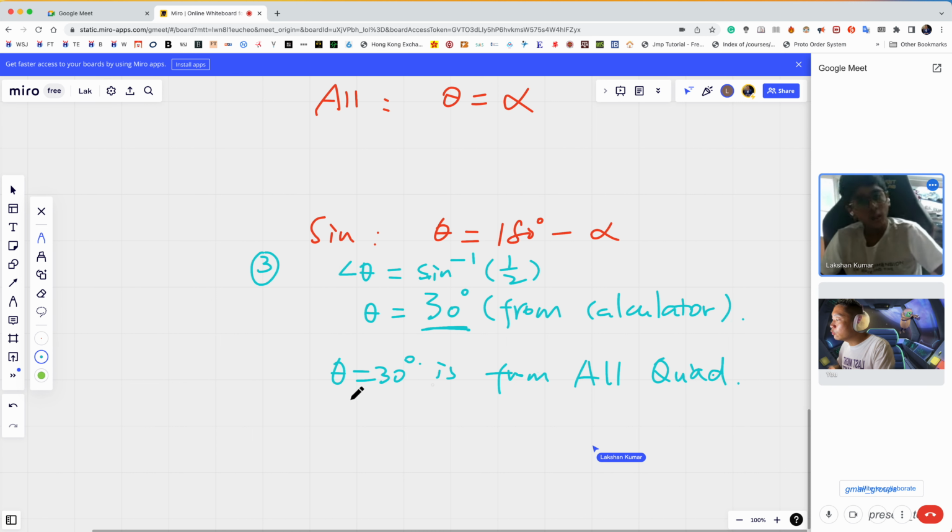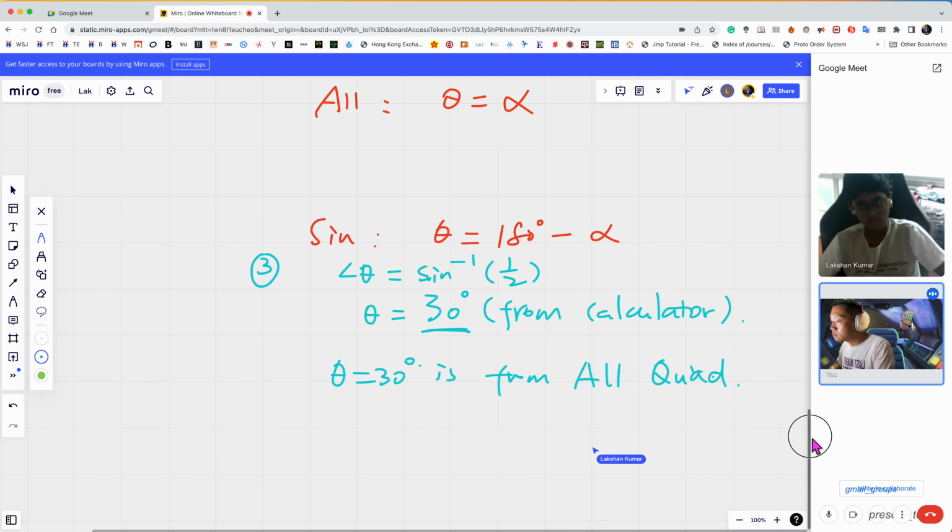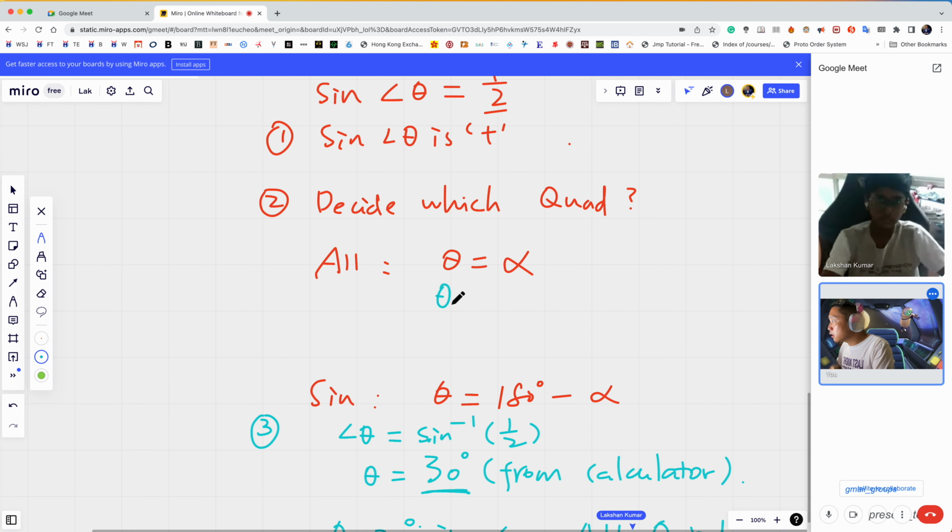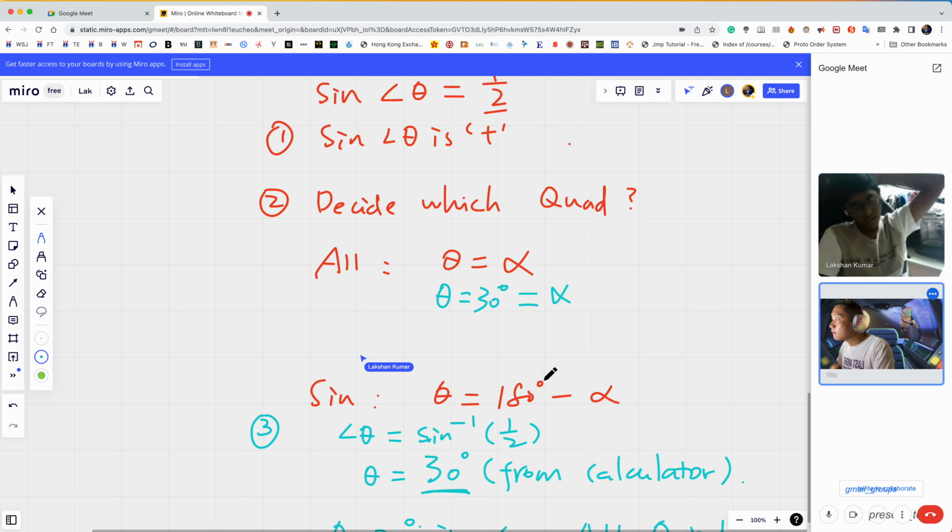If you make this statement, theta equals 30 degrees from the all quadrant, then that means theta equals 30 should be written below the all here. So in this case, theta equals 30 is also equal to alpha, because that's the formula. Does it make sense? Then you just set the alpha into this sine. Hold on, don't jump.